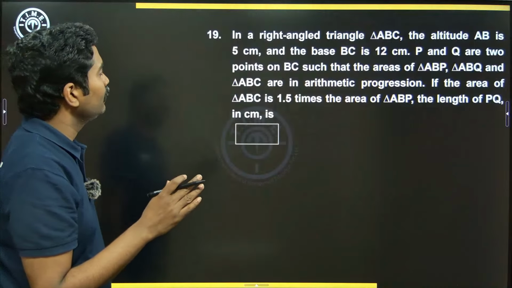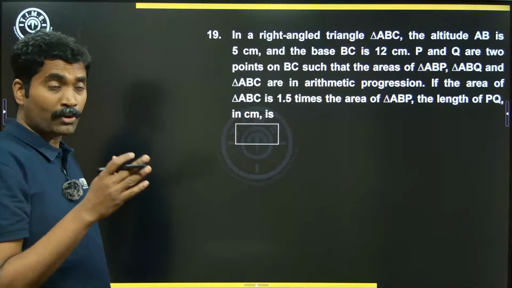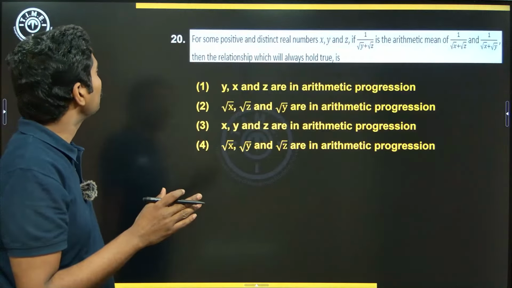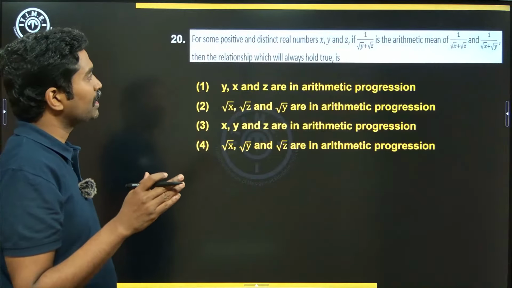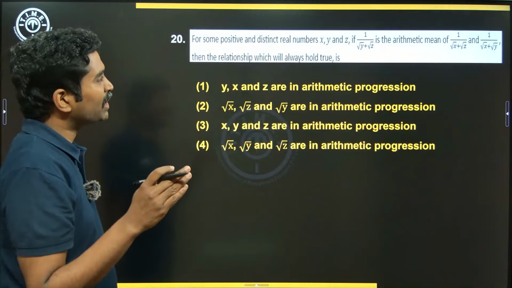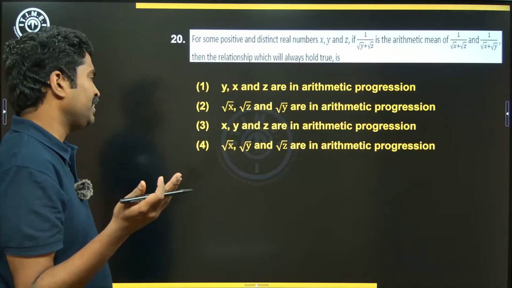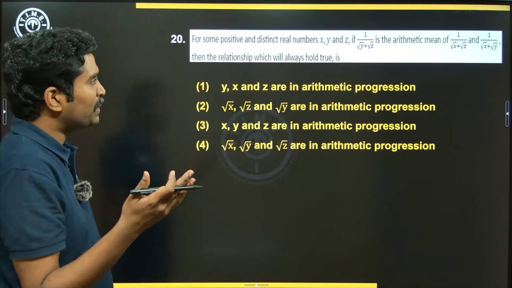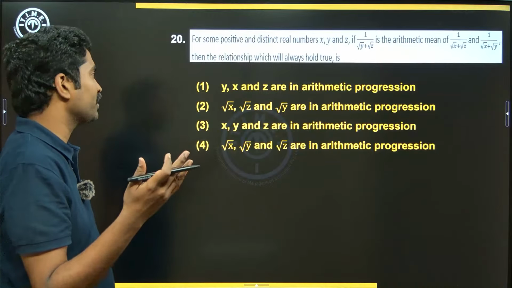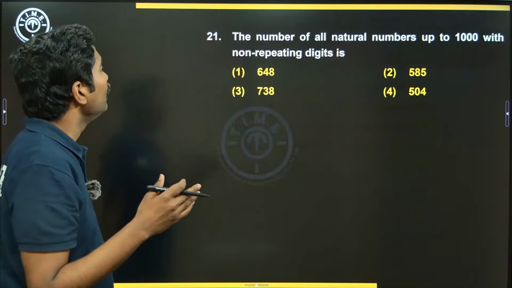Again, triangle, arithmetic progression, areas are in arithmetic progression, skipping it. Positive and distinct real numbers, 1 by root y plus 1 by root z is the arithmetic mean of 1 by root x plus 1 by root z. I mean, it looks like a fairly open-ended question. Not really open-ended, it's an open and shut case. I can do this if I have time.